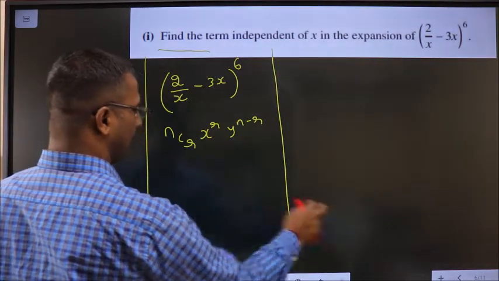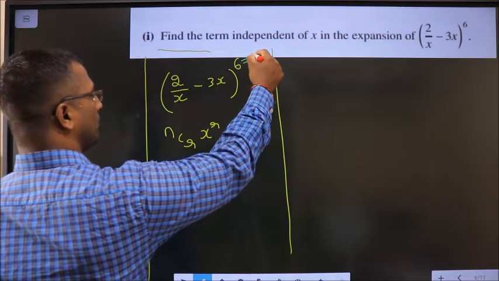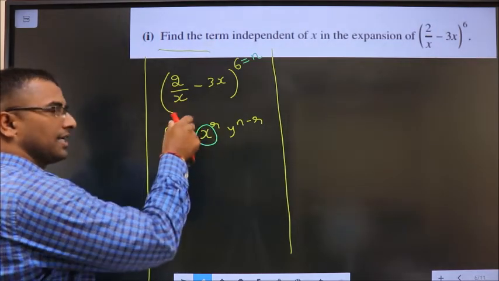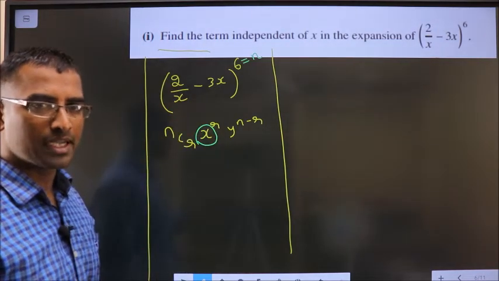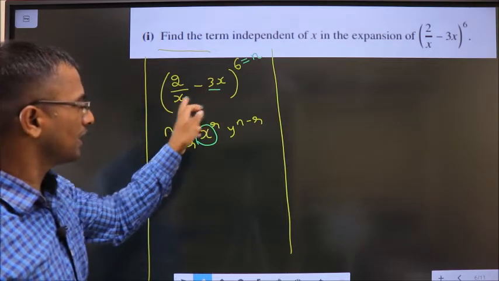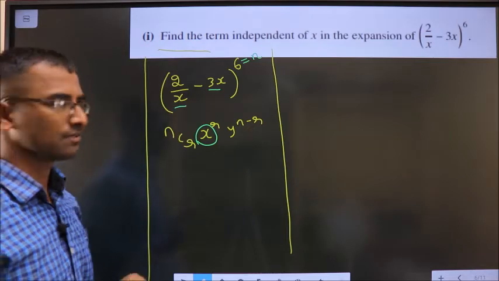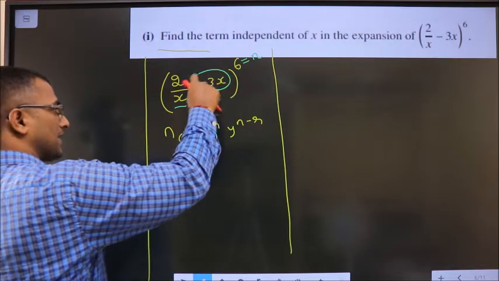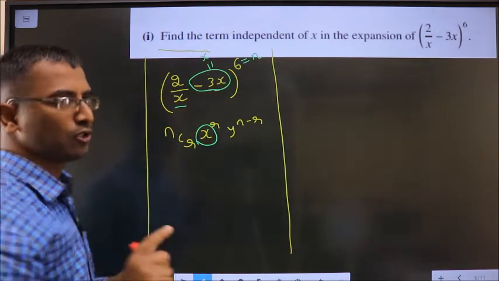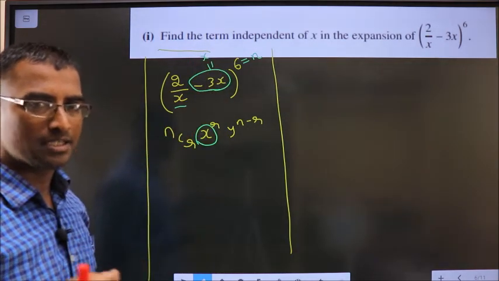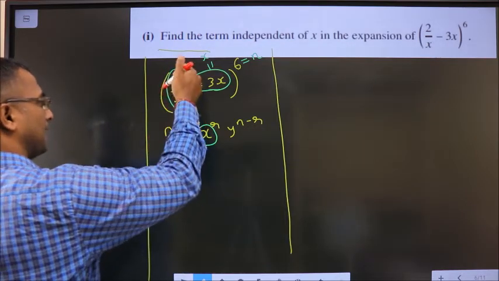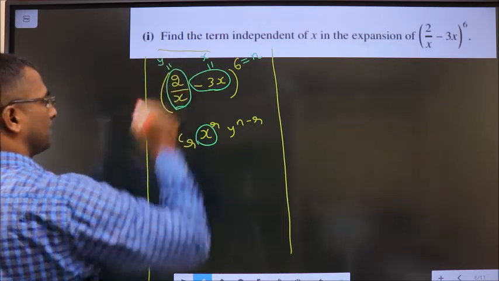And what is n here? The power will be n. And what do you take for x? Inside the bracket, the x term should be considered for x. Here both of them have x in them, so you can select any one of them to be x. I select this to be x. The negative sign many skip, many forget, but you should not forget. The negative sign plays a part. Now, the left out term in the bracket should be taken for y.